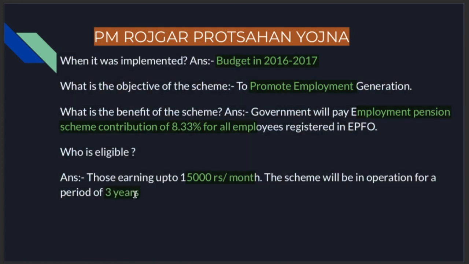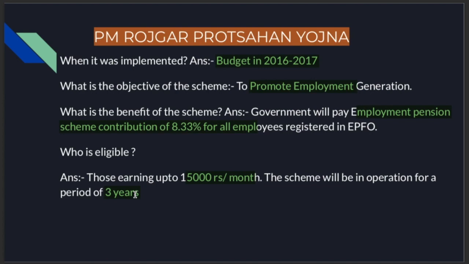Now you can understand, 2016-17 to 2020-2021 is the entire period, or you can say the tenure, of the Pradhan Mantri Rojgar Protsahan Yojna. So the most important things you need to remember are that it was announced in the budget, it has a period of only 3 years, and not everyone is applicable to get the benefit, only those who are earning less than 15,000.